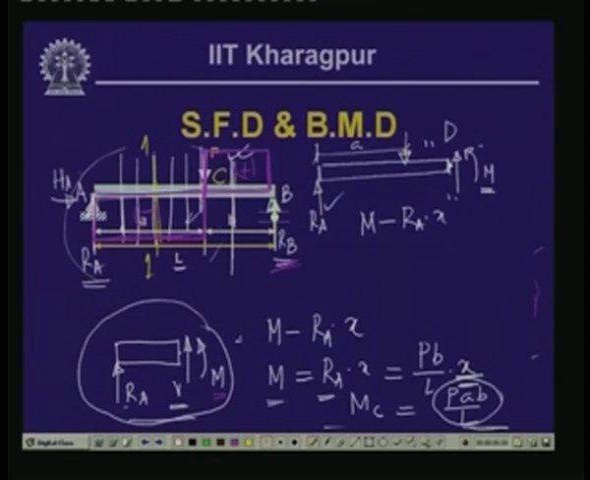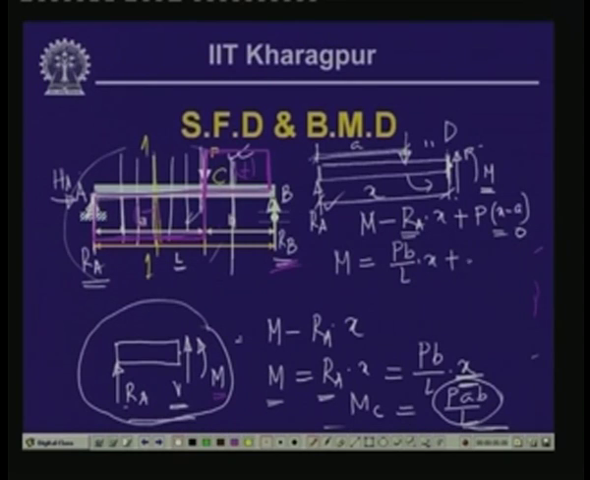Load P, which is acting at a distance of a, is also causing a moment in the anti-clockwise direction, so this is plus P. The load is at a distance of a, and we have taken the section at a distance of x, so the distance of this load from the point where we are taking moment is x minus a. So, this is P into x minus a, and this equals 0. So, the value of the bending moment M equals R A, which we have seen as P B by L, times x, plus P into x minus a.